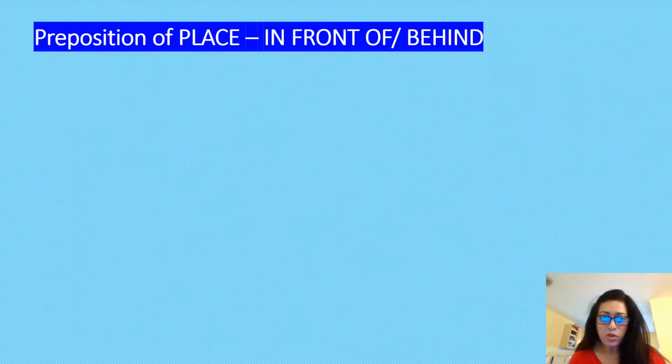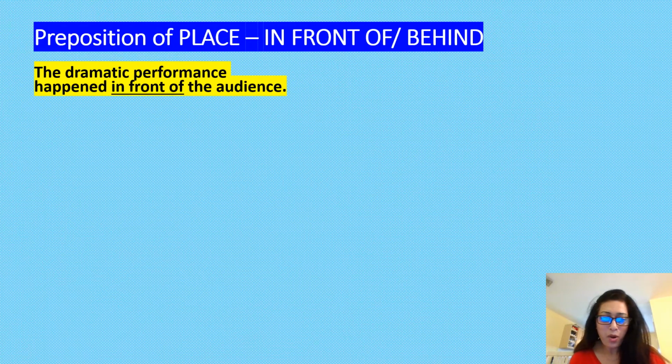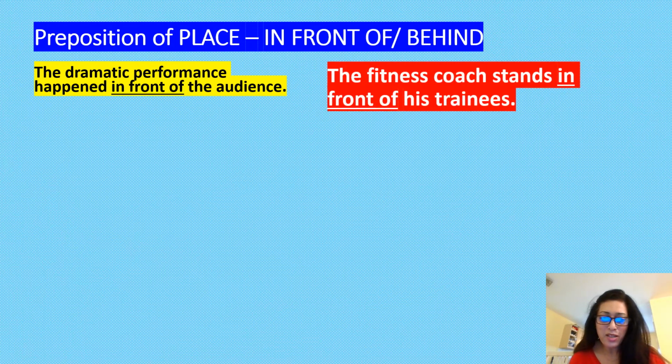Now let's see prepositions of place: in front of and behind. It's quite simple, I know. So behind is the opposite of in front of. It means at the back of something. In front of means in front of something, right?